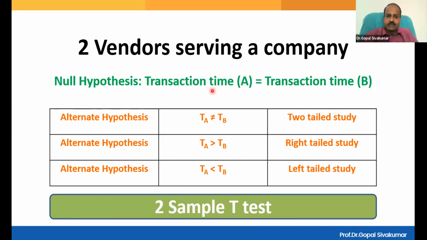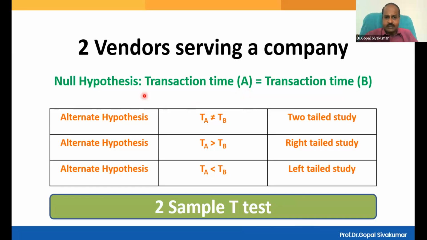Vendor A transaction time is available. Vendor B transaction time is available. Let us say for the past one month. The average transaction time of vendor A is available, and the average transaction time of vendor B is available. Here there is no question of population at all. It is vendor A, vendor B. Sample A, sample B. The test is called a two-sample t-test.